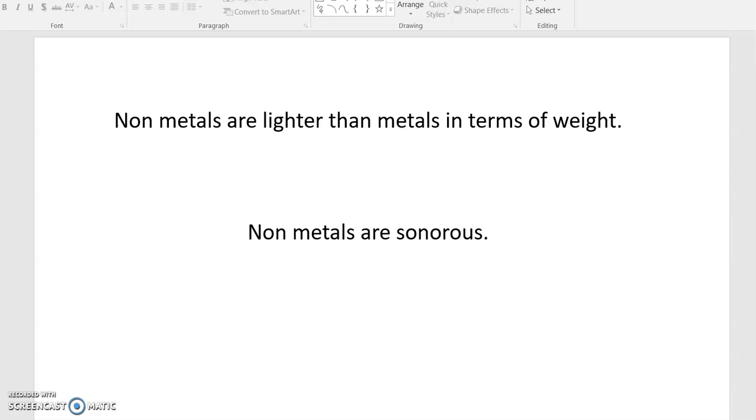Metals are sonorous. What does that mean? Sonorous means they produce a sound. Okay, so all our metals are sonorous. Non-metals are also sonorous, but they produce dull sounds.